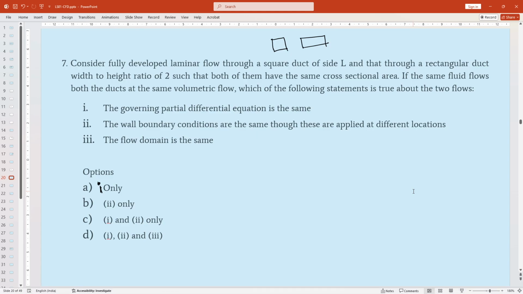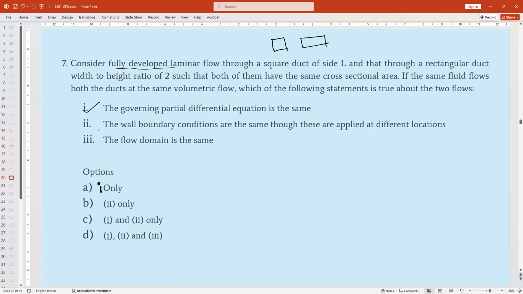Okay, so from the statement itself, by our discussion thus far, we can say that the first will be right, because fully developed laminar flow is what is happening inside both conditions. So our governing partial differential equation should be same.